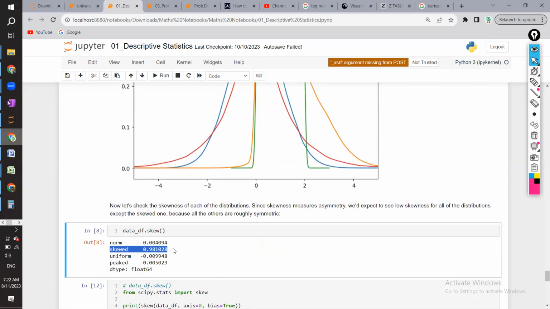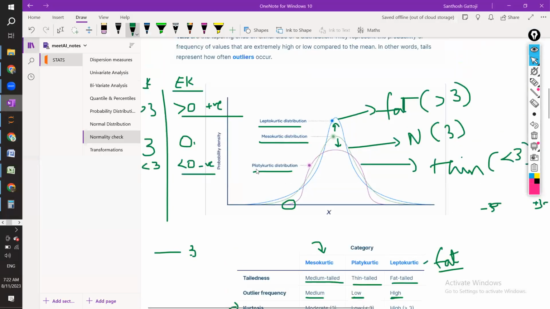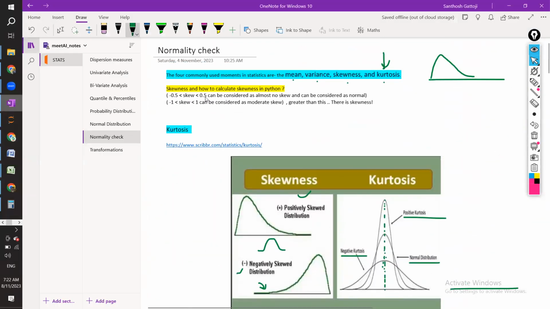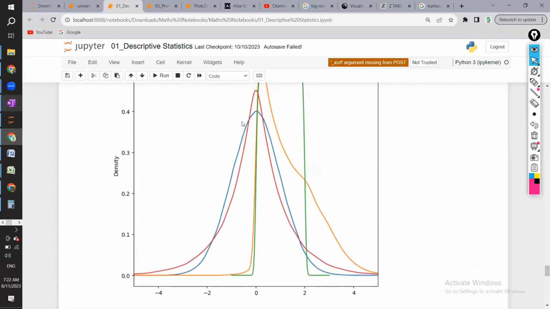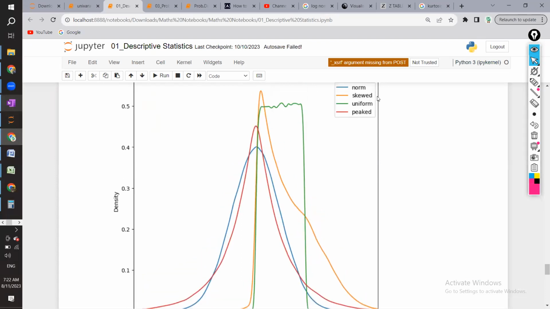It is 0.9. What was our range, guys? 0.9 is greater than 0.5, and it is between -1 and 1, so it is having moderate skewness. I think you are able to understand why only the skewed distribution has skewness. Every other distribution is symmetric even though it is not normal: uniform is not normal, still it is symmetric; peaked is not normal, still it is symmetric, because the left side portion will be equal to the right side portion. Is the symmetry clear, guys?